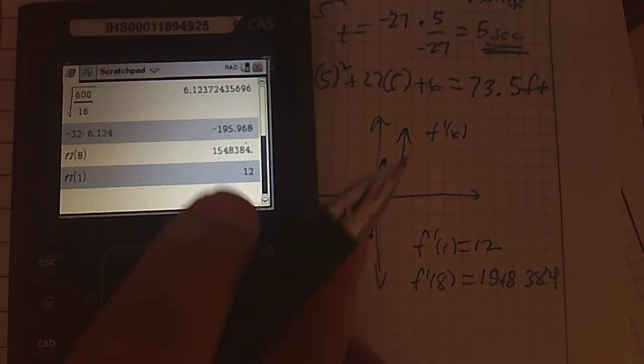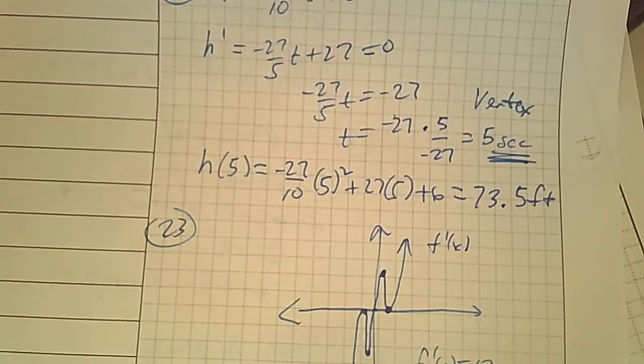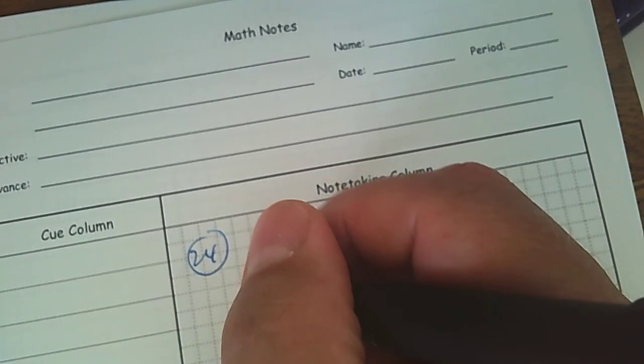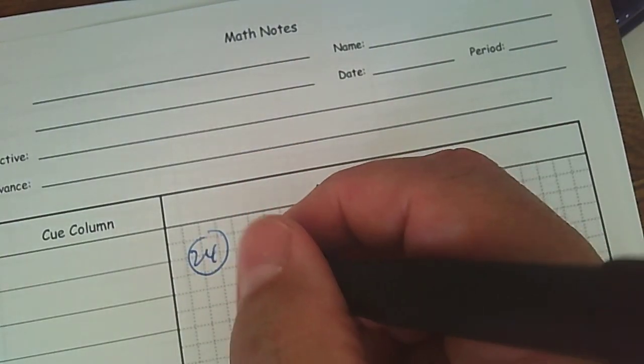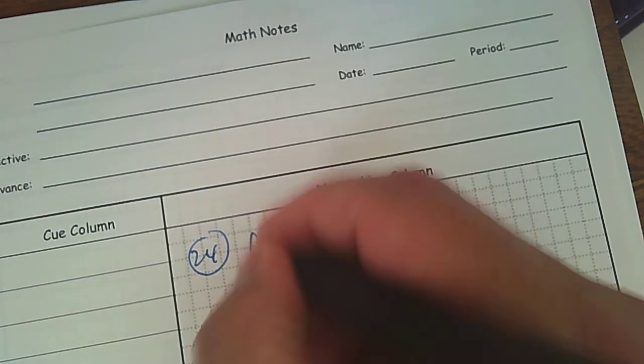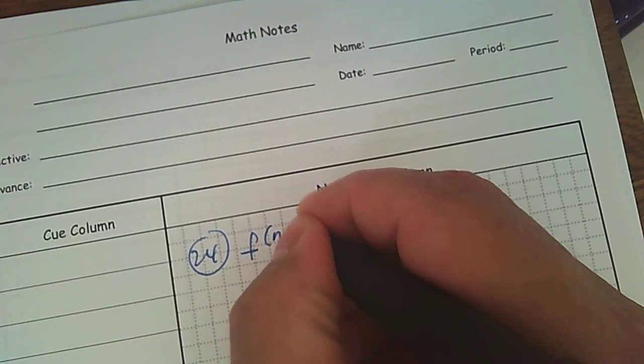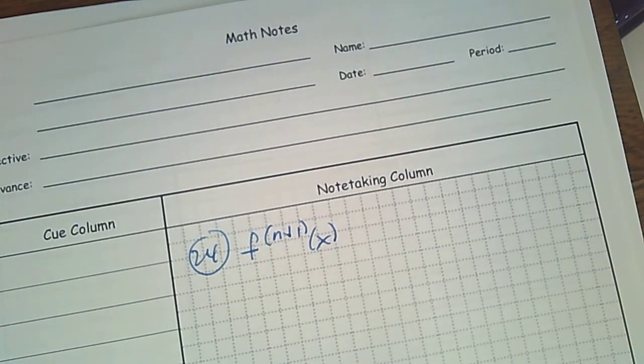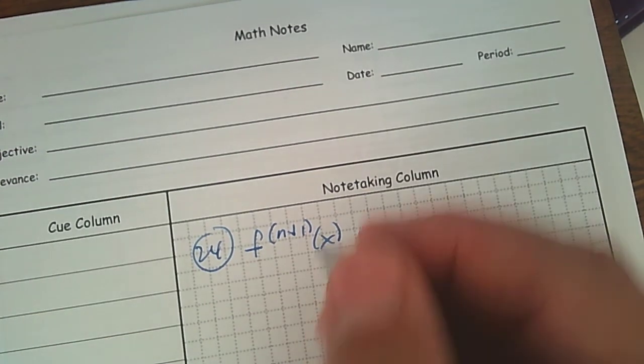All right, 24. Away with the graphing calculator. We're almost there. 24. If f of x is an nth degree polynomial, so that would be f to the n plus 1 of x, find the next one. So if you add 1 to the exponent, what would it be? So that's what I'm looking for.